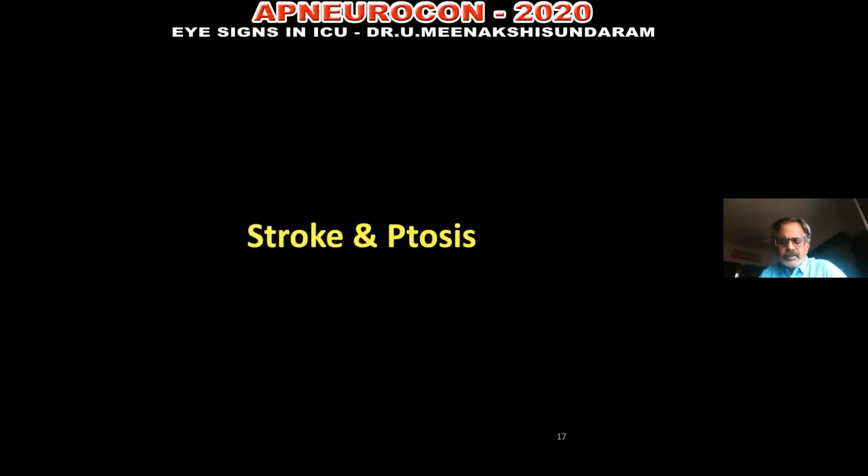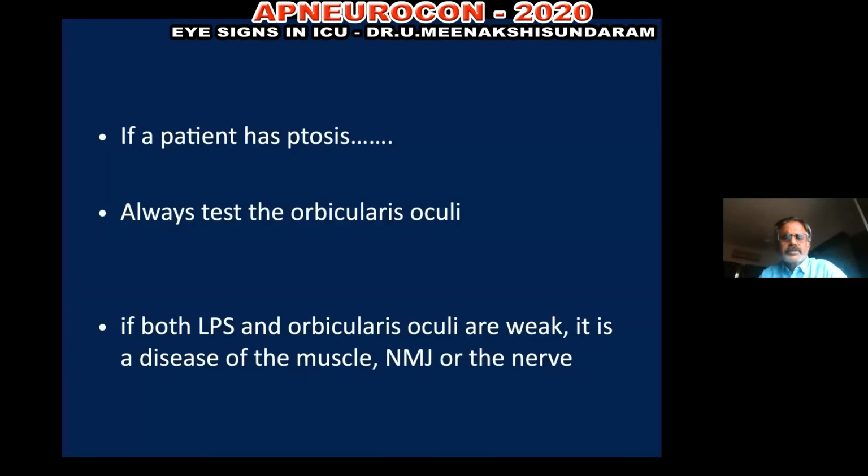Ptosis. So we talk about stroke and ptosis. Before we talk about stroke and ptosis, we talk about ptosis per se. The first thing that I would always do in a patient who has ptosis is test the orbicularis oculi. If there is a problem in eye opening, then you should check eye closure. If both the LPS, the levator palpebrae superioris, and the orbicularis oculi are weak, it is going to be a disease of the muscle, the nerve, or the neuromuscular junction.